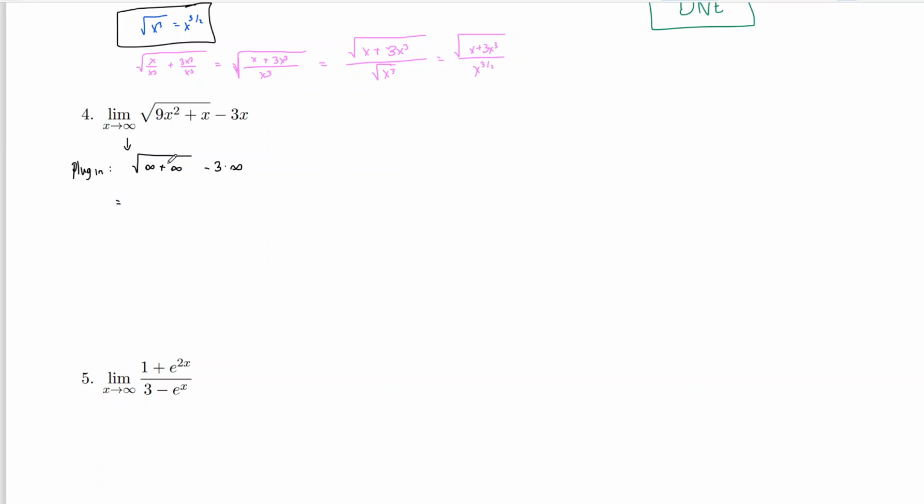Well, when we do infinity plus infinity, you can still say that's infinity. A really big number plus another really big number is a really big number. Doing the square root of a really big number is still a really big number, so that's infinity. Minus, and then when you multiply a really big number times 3, it's still a really big number. And you'll notice this is that other indeterminate form I was talking about before, infinity minus infinity. It can be anything. So we've got to do something else.